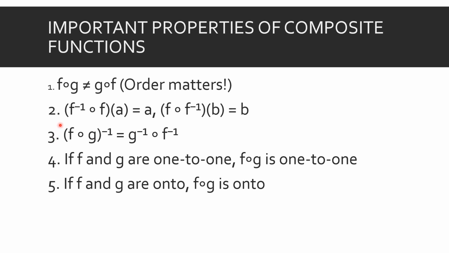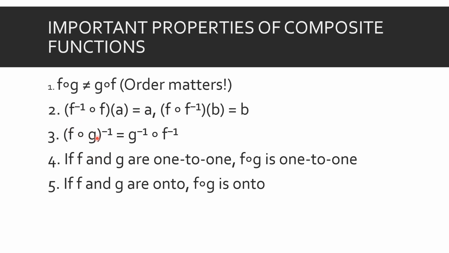Then f inverse of g of a is equal to a. f composite f inverse of b is also equal to b. So know this particular property very well. Then f composite g inverse is the same as g composite f inverse. So when you see f composite g inverse, you can find the g inverse and you can find the f inverse, and this one will give us the same as this one.